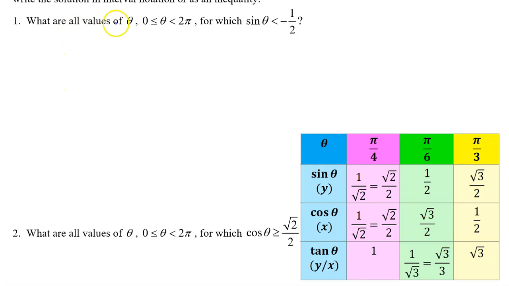Number 1. What are all values of theta on the interval from 0 to 2 pi for which sine theta is less than -1/2? First, we need to find where sine theta is equal to -1/2, and we can find the reference angle by ignoring the negative sign and asking the sine of what angle is 1/2. We have memorized that the sine of pi over 6 is 1/2, so pi over 6 is the reference angle.